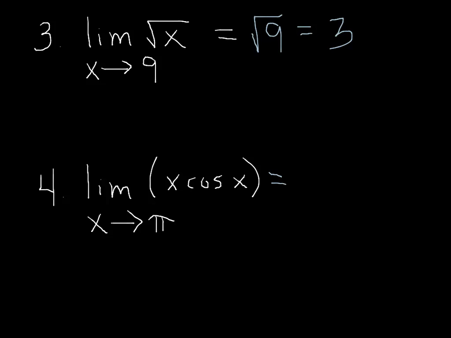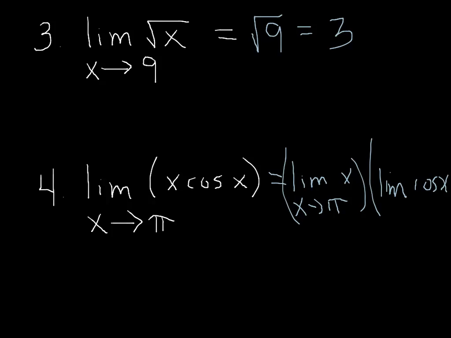Number four, the limit of x cosine x as x approaches pi, well, that's the same thing as the limit of x as x approaches pi times the limit of cosine x as x approaches pi, which would give me pi times cosine of pi, and since cosine of pi is -1, I would end up with negative pi as my solution.